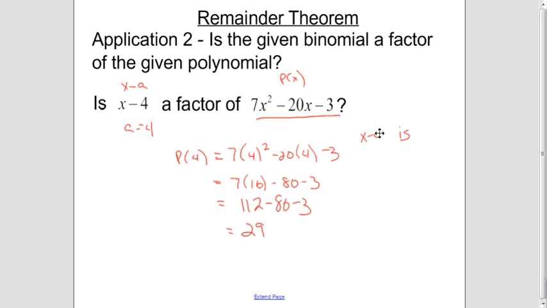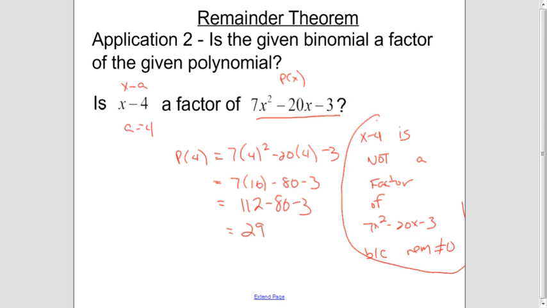So we have that x minus 4 is not a factor of 7x squared minus 20x minus 3 because the remainder is not equal to 0. So that's the appropriate way to answer that.